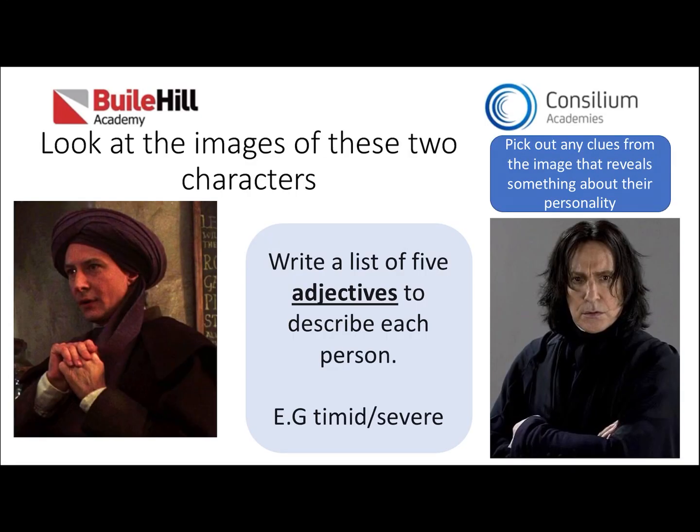About characterisation. So to start off with, please have a look at these two characters. On the left we have Professor Quirrell, on the right we have Professor Snape. I'd like you to pause the video in a moment and to write a list of 5 adjectives that you would use to describe each character. So to start you off, I've given you timid for Quirrell and severe for Snape. So please pause the video and do that now.